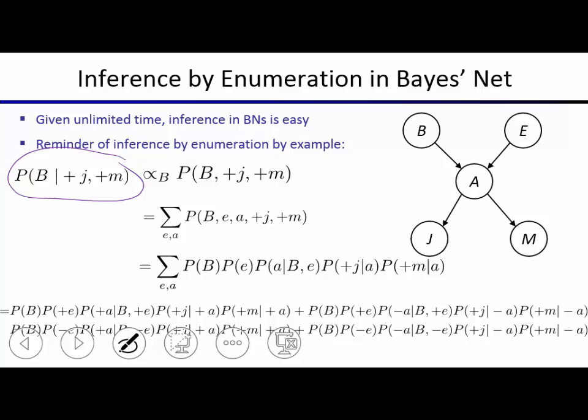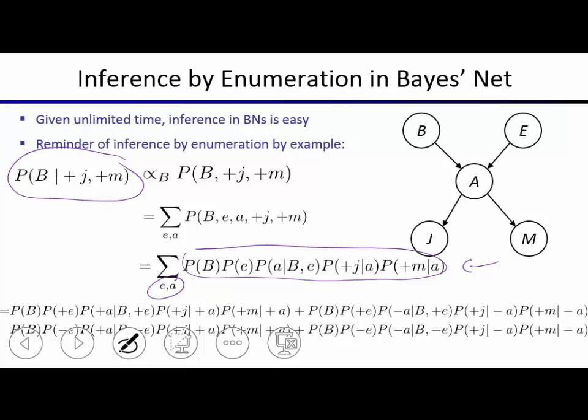So this is inference by enumeration. We're doing effectively, when we're looking at this expression here, we're only considering entries in the full joint distribution that are consistent with the evidence. We're summing over the hidden variables. And these here are entries in the full joint distribution computed from what we have in the BayesNet specification.